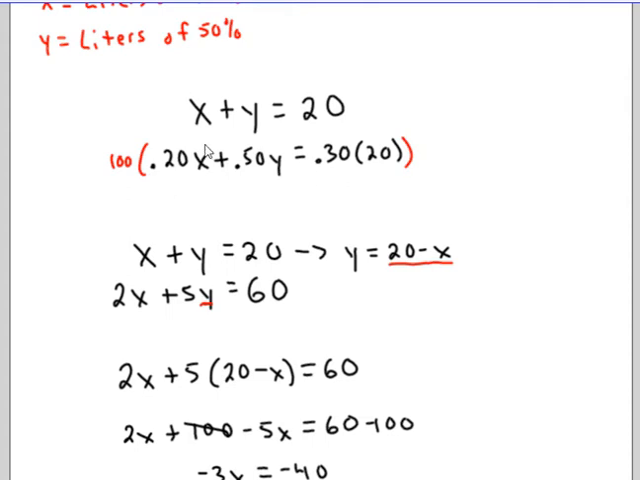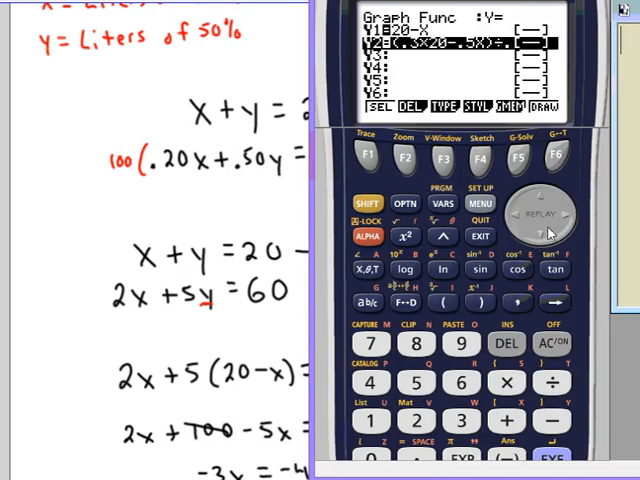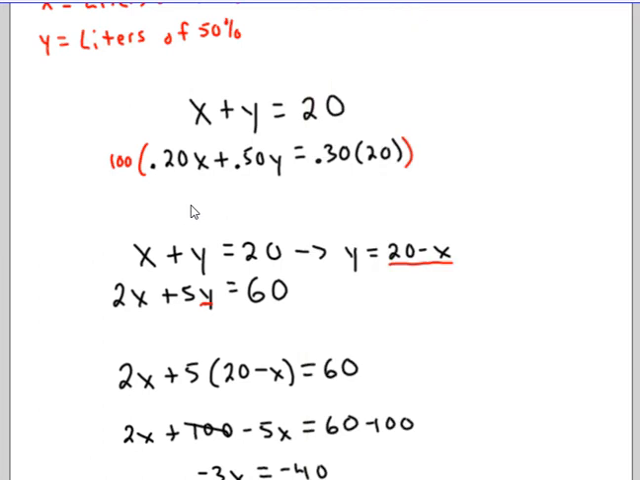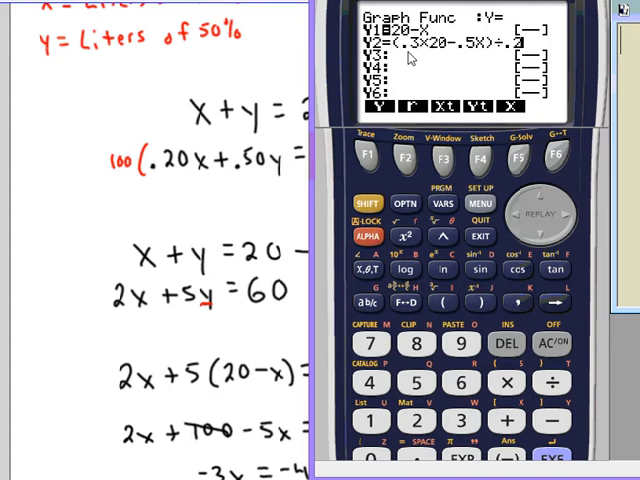For this other one here, I'd bring the 0.2x over, and it would become negative 0.2x. I would add that to the 0.3 times 20 and divide by 0.5. Whoops, let me take that back. The y is 0.5. So I got 0.3 times 20, and for the x, it was 0.2. So I do minus 0.2x, and then I have to divide it by 0.5.